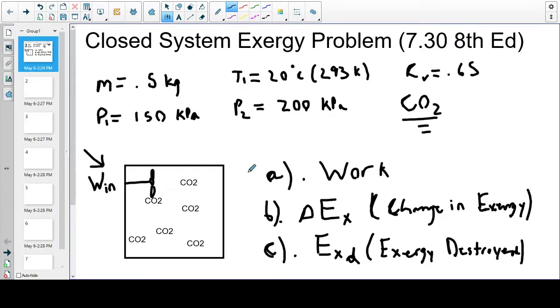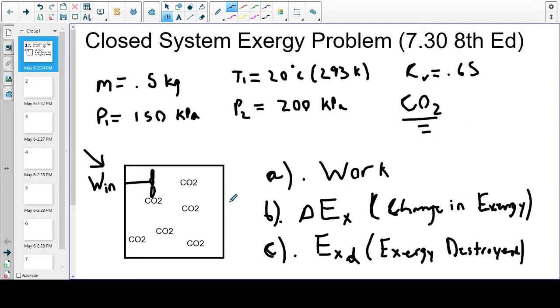This time we are working with a closed system exergy problem. This one is 7.30 in the 8th edition. These values right here are the ones that we're going to be working with today: 0.5 kilograms, pressures, temperatures, a specific heat, and the working fluid is CO2.